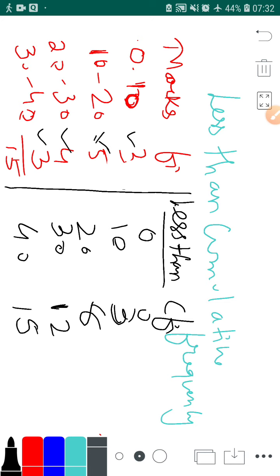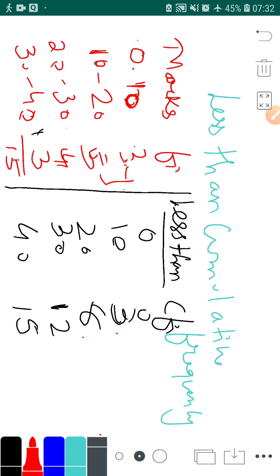Now if you don't get my point, then you can understand that these are cumulative frequency. What is cumulative frequency? You have to write 3 first. Then 3 plus 5, 8, then 3 plus 5 plus 4, 12, then 3 plus 5 plus 4 plus 3, 15. This is cumulative frequency. You have to understand the meaning of how this is done, because this will be taking us to the next topic of ours.